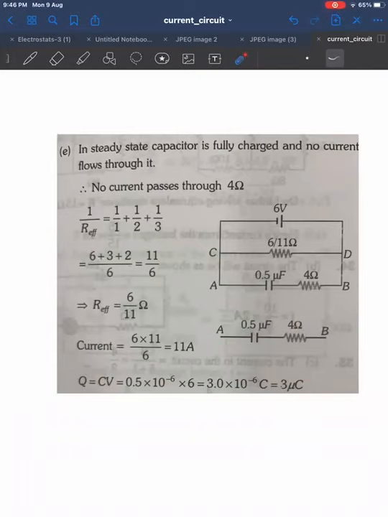Are you using the same formula and getting the answer or some other logic? Let me know, all of you. No, the same logic. Same logic. Okay, perfect.